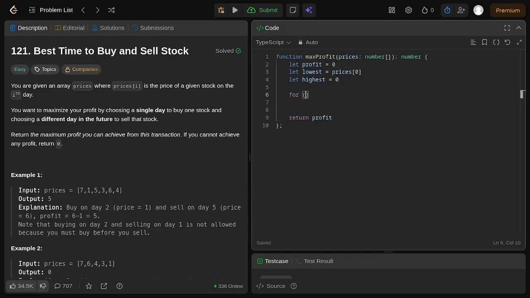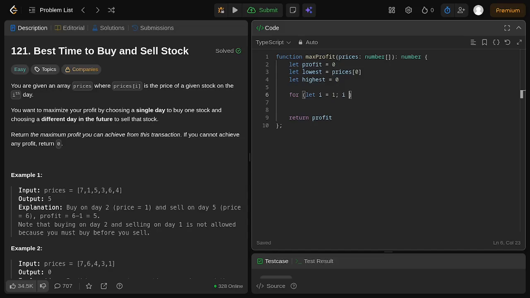And we need to declare the for loop iterating over the prices array using let i equals 1. Why i equals 1? Because the lowest price that we have already tracked is at index 0, and the profit stays at 0. So if the first element of the prices array is 7, then the lowest price will be 7 and the profit stays at 0. Since we already know the first index of the array, we only need to go through the second day and onwards: 1, 5, 3, 6, and 4. That is why we are iterating from index 1 right here.